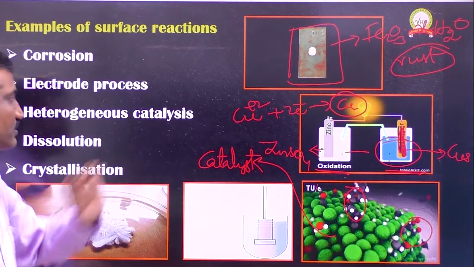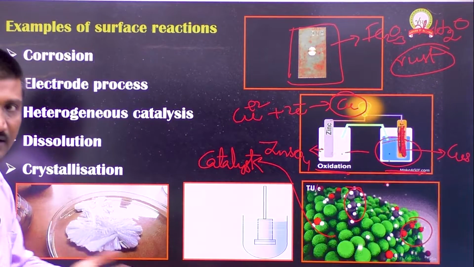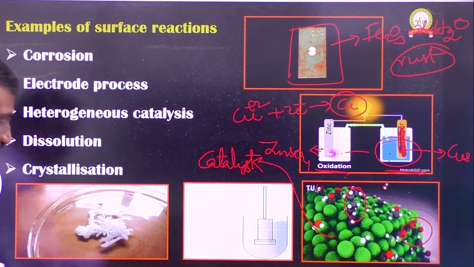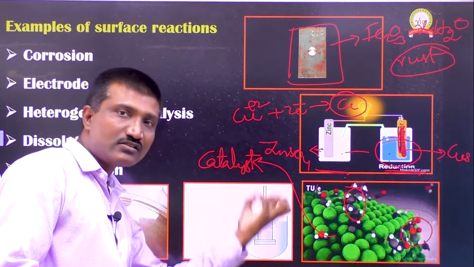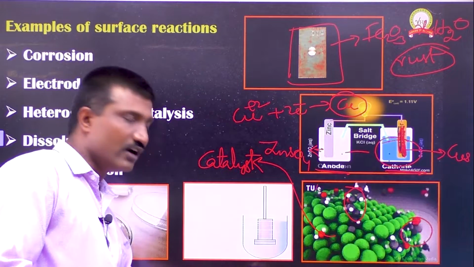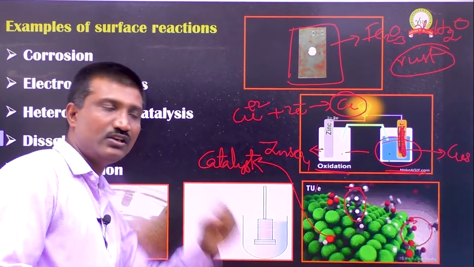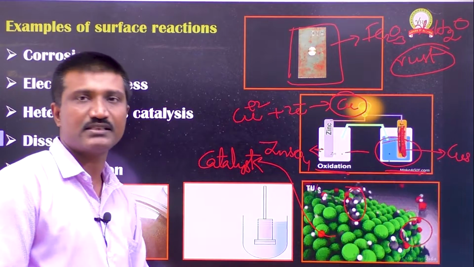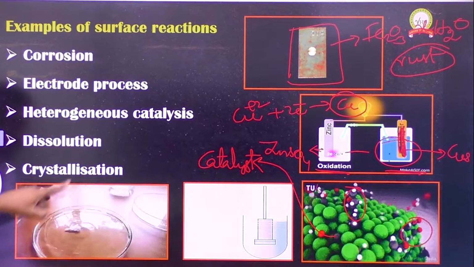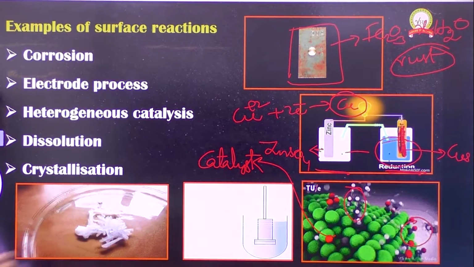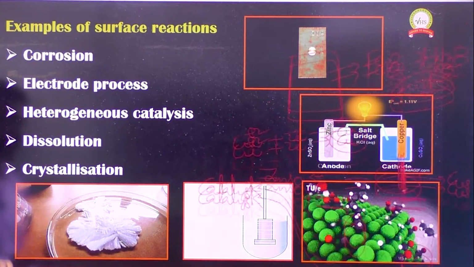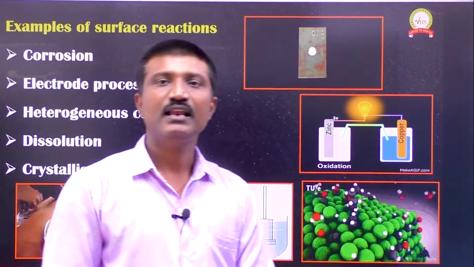So heterogeneous catalysis is also one of the examples of surface phenomena, and dissolution is also an example of surface phenomena. In the dissolution process, we are dissolving some substances into a solvent. During the dissolving of a substance in a solvent, the solute particles are in contact with the surface of the solvent molecules. So dissolution is also an example of surface phenomena, and the crystallization process is also an example of surface phenomena. These are a few examples that we see in our daily life.